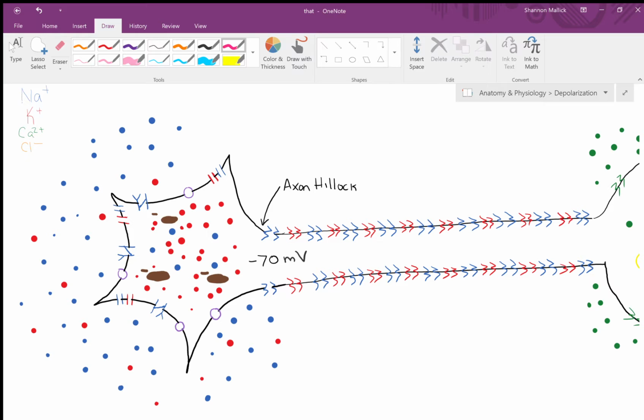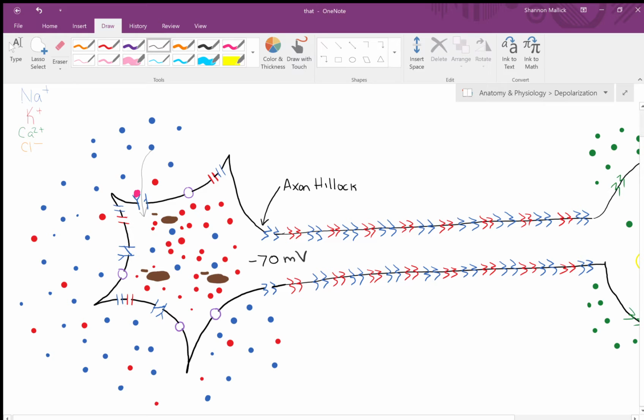And the first step in the process is a ligand from another cell binds to its receptor, which in this case is the sodium channel. It opens the sodium channel and allows sodium to flow into the cell. The resting potential of this neuron is -70 millivolts, and once the sodium travels into the cell down its electrochemical gradient, it's going to change that voltage.